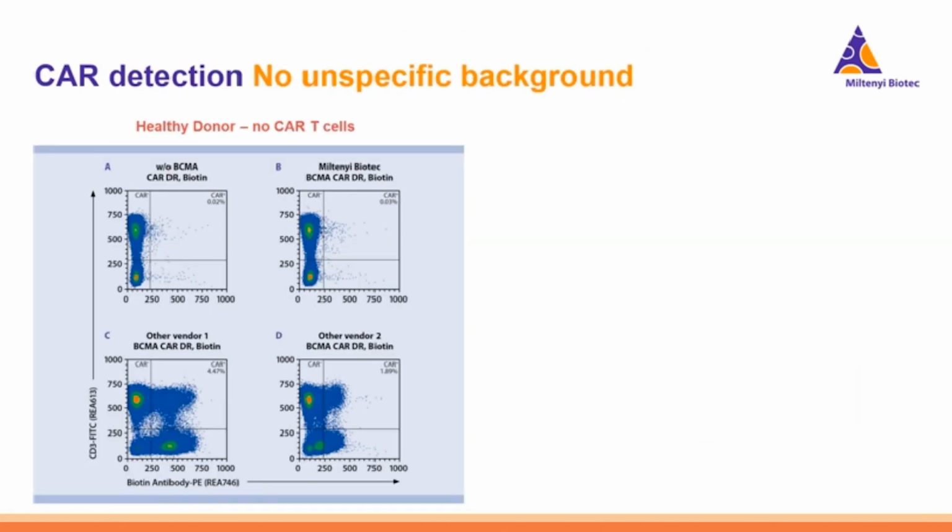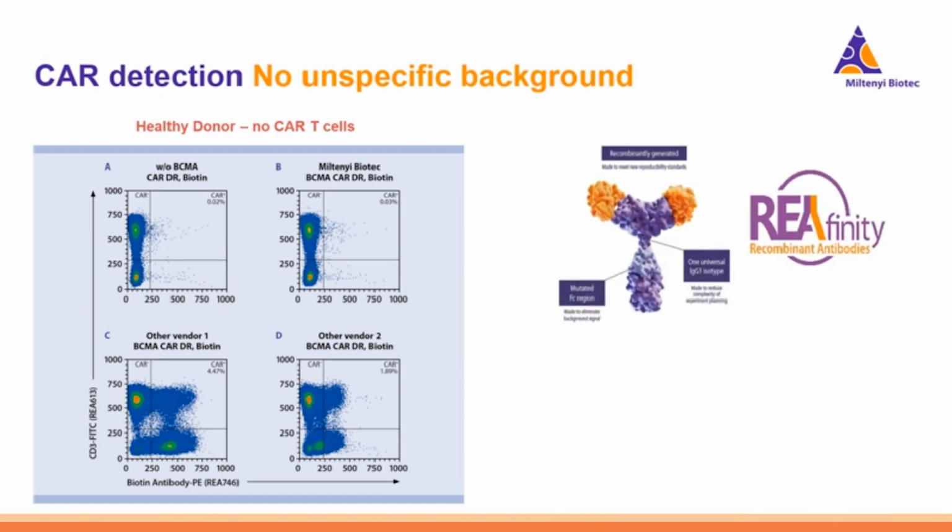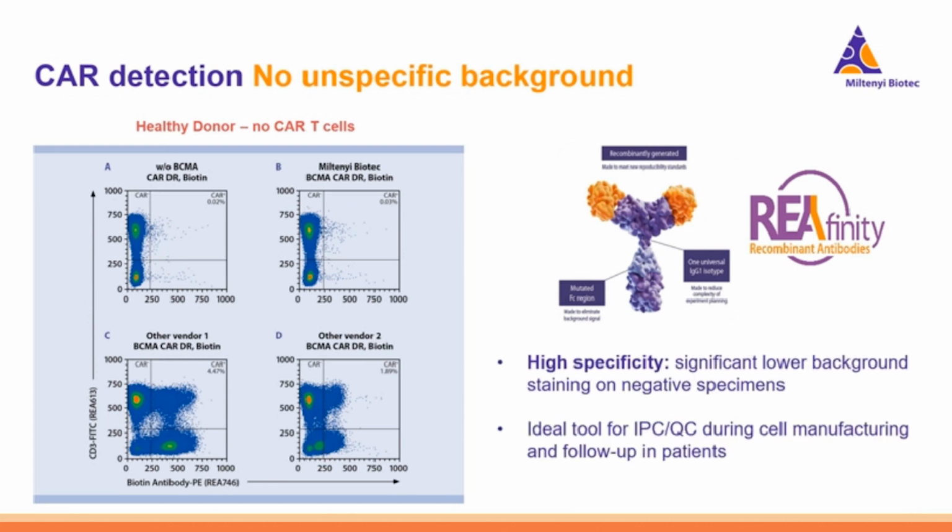In this experiment, a blood sample from a healthy donor containing no CAR T cells was analyzed, either without BCMA CAR detection reagent, with the Miltenyi Biotec BCMA CAR detection reagent, or two similar products from other vendors. And as you can see, due to the REAffinity recombinant technology, Miltenyi Biotec CAR detection reagents have an outstanding specificity and have significantly lower background staining on negative specimens compared to other vendors. This makes them the ideal tool for IPC-QC during cell manufacturing and follow-up in patients.